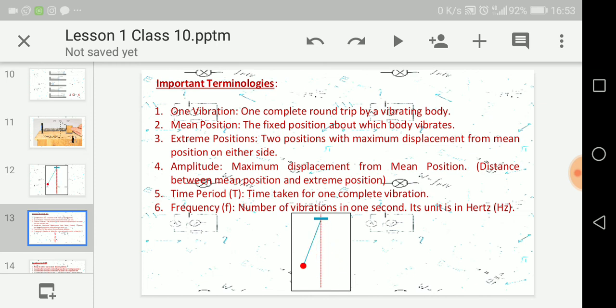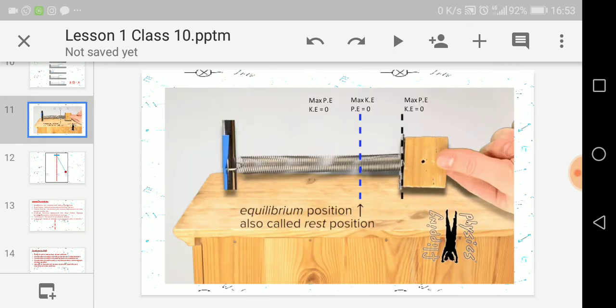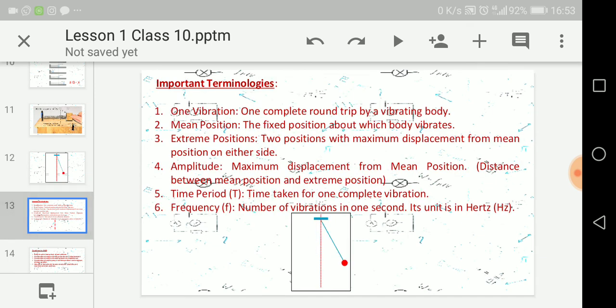Mean position, which is denoted by the red line, is the fixed position about which the body vibrates. Extreme positions are the two positions between which it is vibrating, which were denoted by the black line in this figure. And here you see the pendulum is oscillating between, this is the extreme position and this is the extreme position. Amplitude is the maximum displacement of a vibrating body from the mean position, or we can say that it is the distance between the mean position and extreme position.